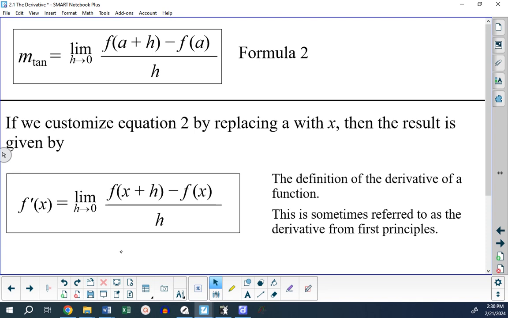From now on, if you're asked in calculus to determine the derivative of a function from first principles, it means to do this. Even later, after I show you the shortcuts and the rules, starting tomorrow, I still expect you to be able to use this formula to find a derivative.